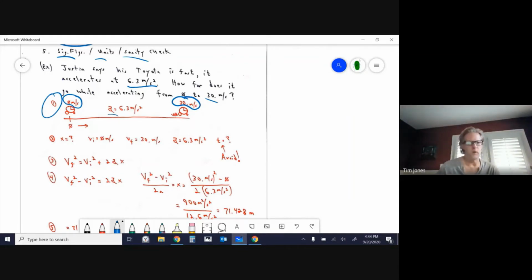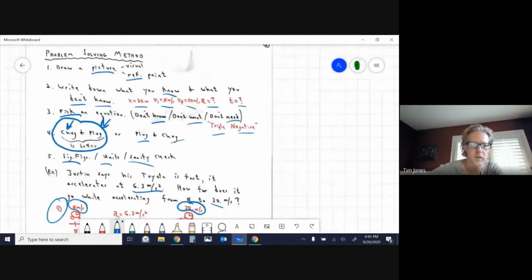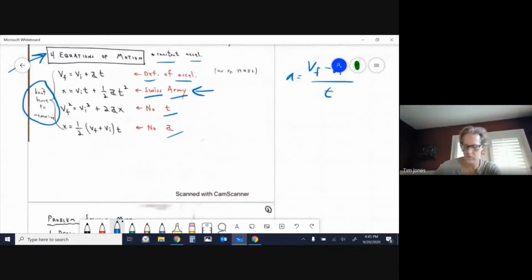And then if I list what I know and what I don't know, I don't know position or displacement. And I don't know the time, but notice the problem doesn't talk about time ever. It doesn't ask about time. It doesn't tell about time. So just ignore that one. And that often will help you figure out which equation to use, because since we don't want t, if you go back up here, it's a good chance it will be the no t equation that we need.